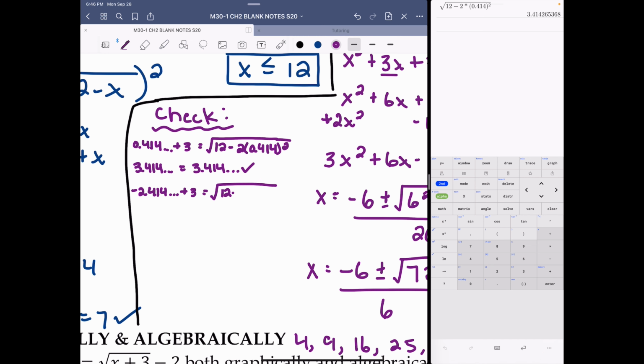Next example, solve y equals the square root of x plus 3 minus 2, both graphically and algebraically. And then it says also to graph using transformations. So square root of x plus 3 and then minus 2. This would be y equals the square root of x shifted 2 down because our k value is negative 2, and then 3 left because our h value would be negative 3. So 3 left, 2 down.